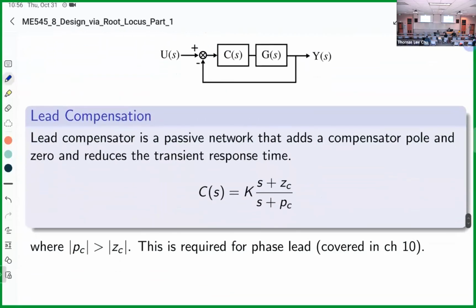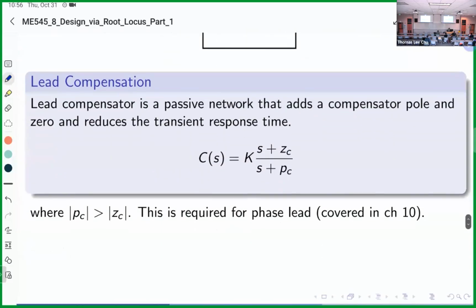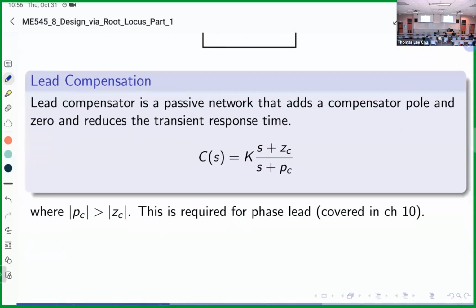So we add a zero and we add a pole. This is how we model it for systems that do not have electronics. The main criteria for this to be a lead compensator is that our pole needs to be further to the left than our zero. So basically the value of P needs to be larger than the value of ZC. And the reason why is because we require this for something called phase lead. If ZC is bigger than PC, then it's called phase lag, and that's going to be covered in chapter 10. But this is something that we need for it to be a lead compensator.